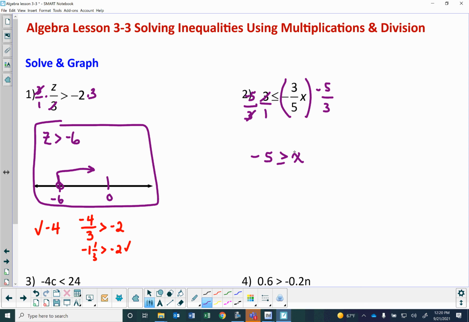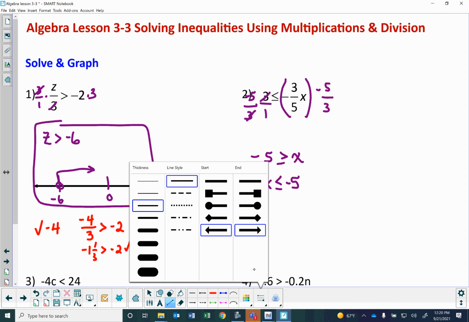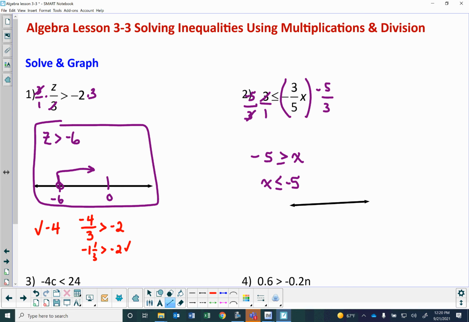Okay? It's probably better to rewrite this the proper way. Write it with the variable first, x. Notice it's pointing toward the x. It's open toward the -5. So you're just going to rewrite it like that. So now you can graph it. Okay? So if I go to graph it now, draw my number line. Here's 0. Here's -5. Here's +5. It's less than or equal to -5, which means it's a closed circle at -5 and a line that goes to the left.